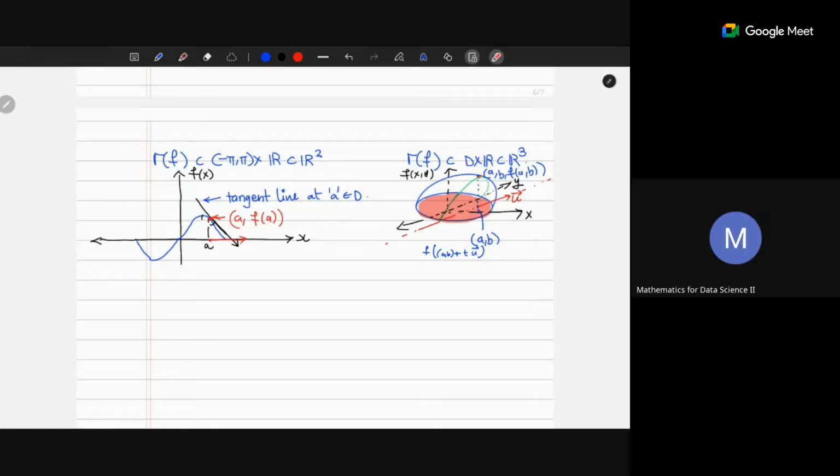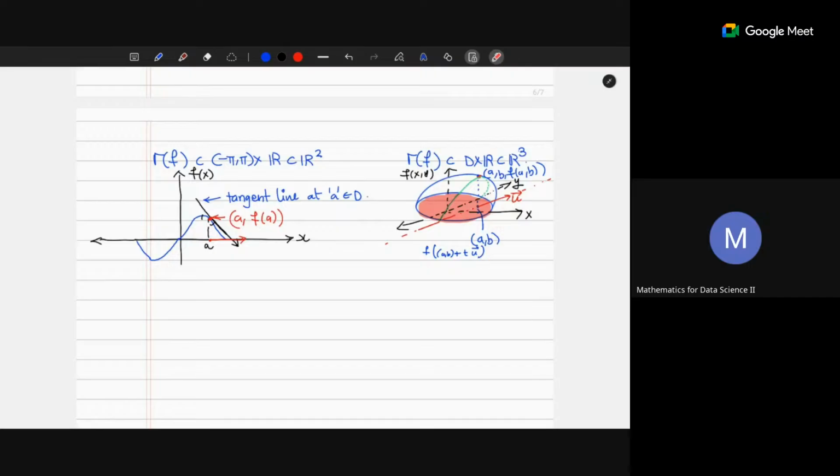For example, in the sine x curve, it achieves a local minima at minus pi by 2, and it achieves the local maxima at plus pi by 2. Plus 1 is the local maximum value, minus 1 is the local minimum value.